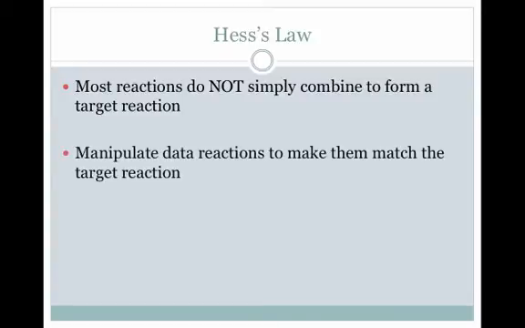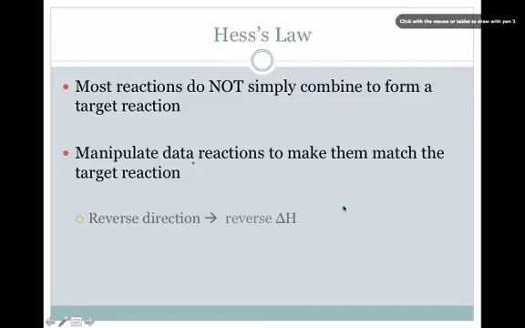Typically what we need to do is manipulate our data reactions to make them match the target reaction. And we can do this in a couple different ways. First of all, we can reverse the direction of any chemical reaction that we want. If it's happening in one way and we want chemicals in different places, we can reverse that direction. The important thing to note is that whatever you do to the reaction, you do the same exact thing to the delta H value. So if you reverse the direction of the reaction, you're also going to reverse the value of delta H. Basically meaning you're going to change from the positive to the negative or from the negative to the positive.